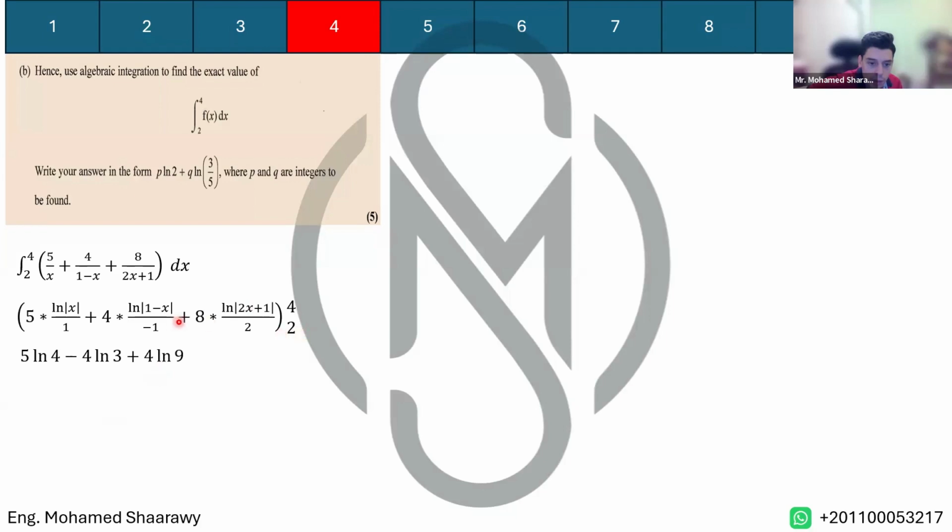Minus, substituting this with 2. So minus and open bracket. This is very important. So substitute x with 2. So this is 5 ln 2. And then ln of 1 minus 2 is ln 1. So 4 ln 1. Actually, this is 0. I'll cancel it later. 8 ln of 2 plus 1 is just 8 ln 5.